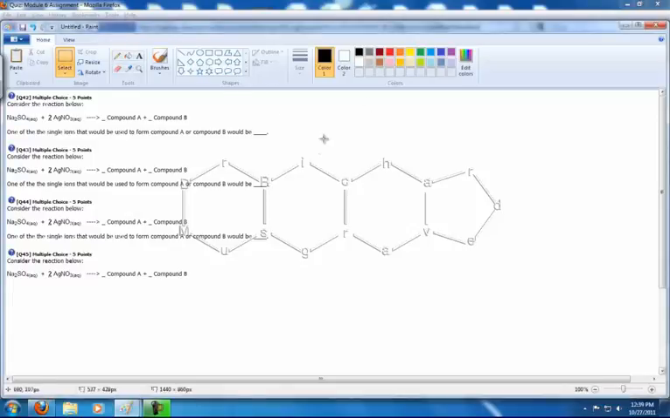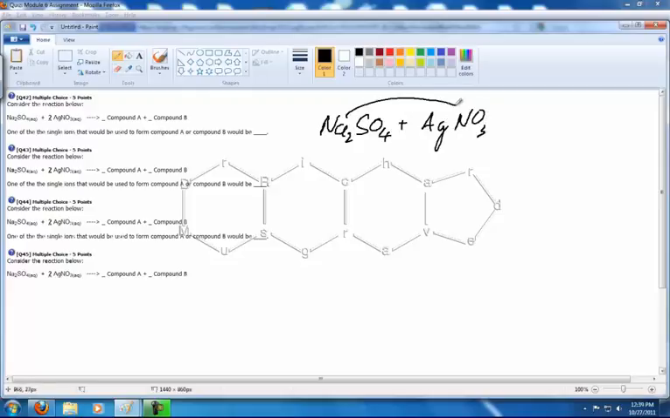Alright, so we're looking at another double displacement problem here. So I'll go ahead and write out what we have: Na2SO4 plus AgNO3. And what you'll be seeing is that the Na will join with the NO3, the Ag will join with the SO4. First thing I want to do is figure out the charges on each of these species, and then we'll be able to figure out how we get compounds A and B.